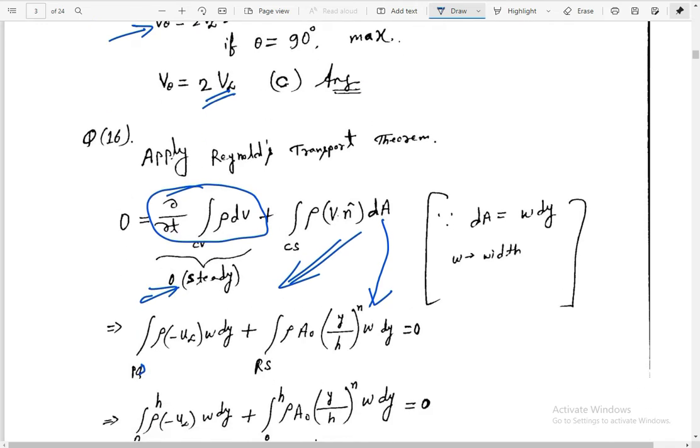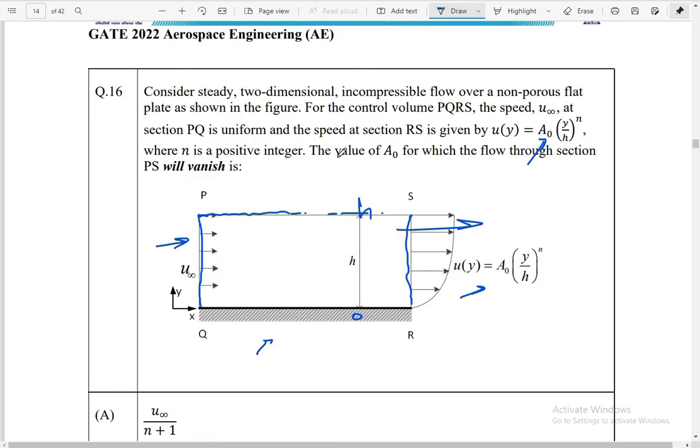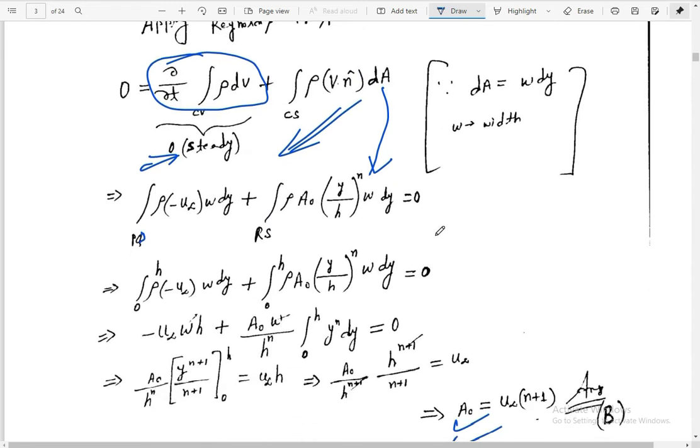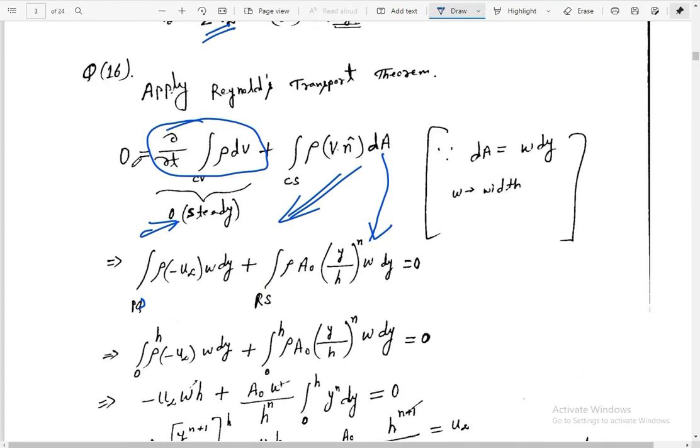Actually here you can see the value of a naught for which the flow through section PS will vanish. Here you can say PS will vanish, it means I have to mention it equal to 0, vanish means it becomes 0. So that's why here is 0. 0 is equal to this formula, and after that you just apply.